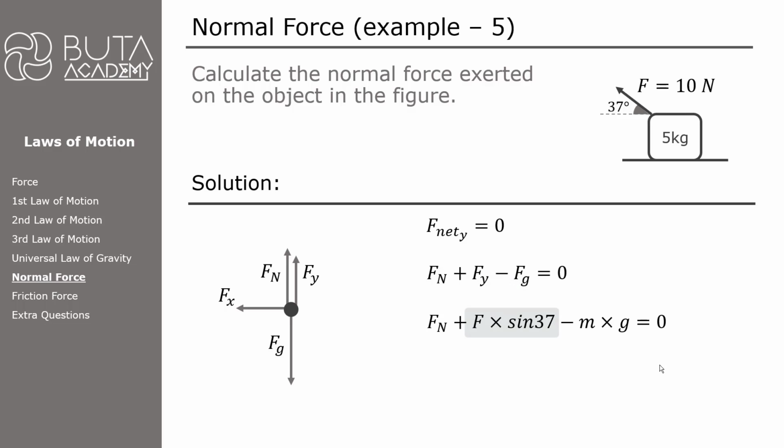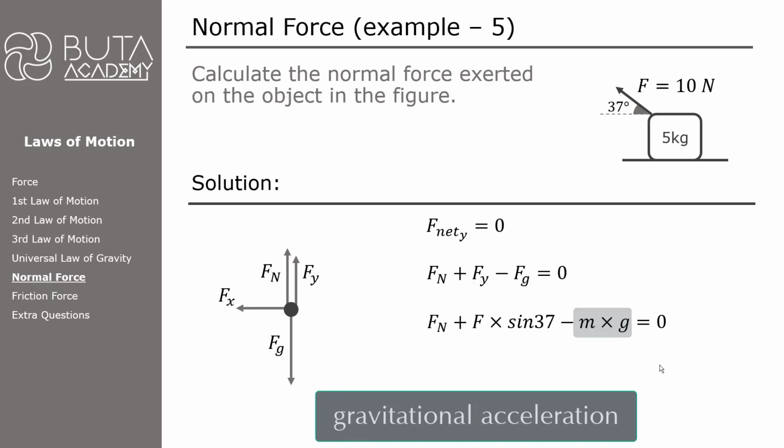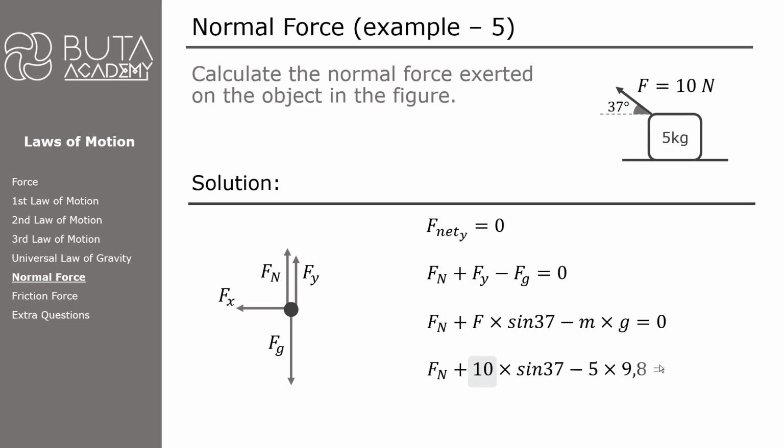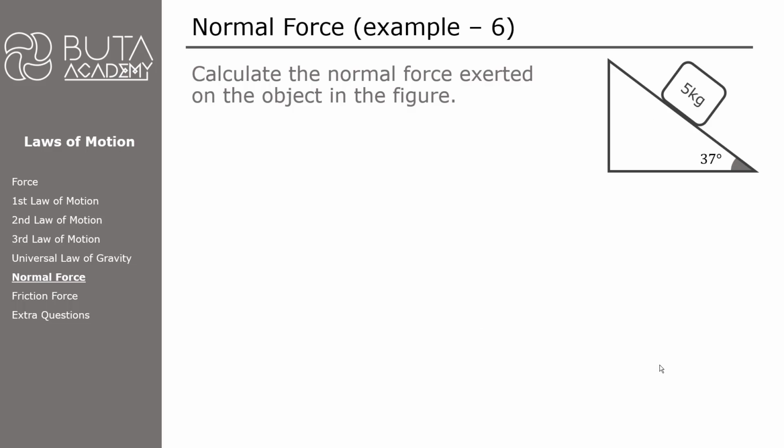Fy is equal to F times sine 37, and force of gravity is mass times acceleration. F is 10 newtons, mass is 5 kilograms and g is 9.8 meters per second squared. The normal force is equal to 42.98 newtons.